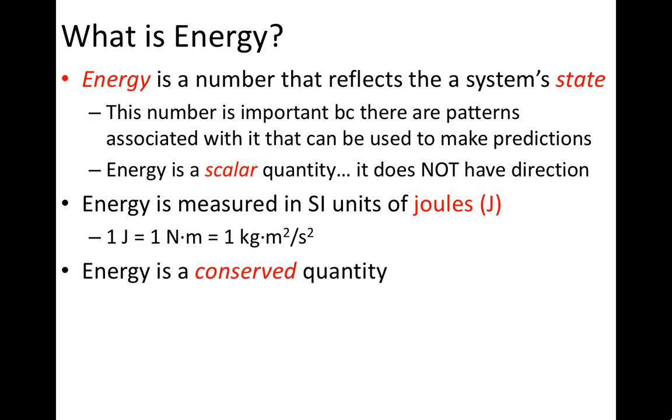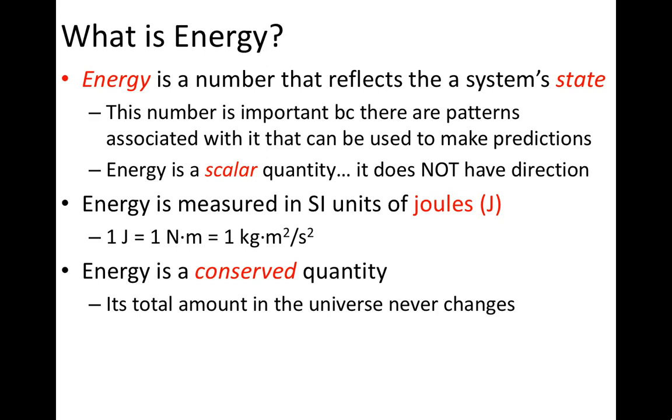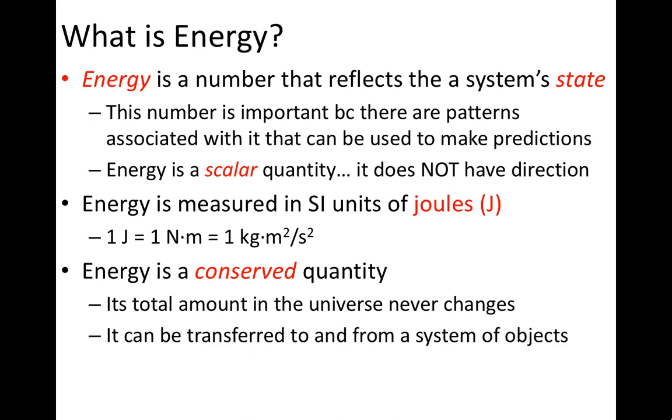Now, energy is really important because it's a conserved quantity. Conservation laws pop up all throughout physics, and a conservation law happens when a quantity doesn't change. So we think that the total amount of energy in the universe is never changing. What we started with is what we're always going to have. So we can move energy in and out of systems. We can give a system energy, we can remove energy from a system, we can change its form, but we cannot change the total amount of energy.